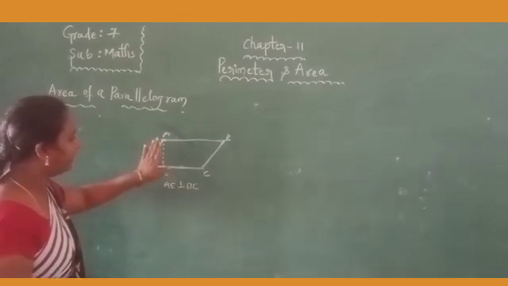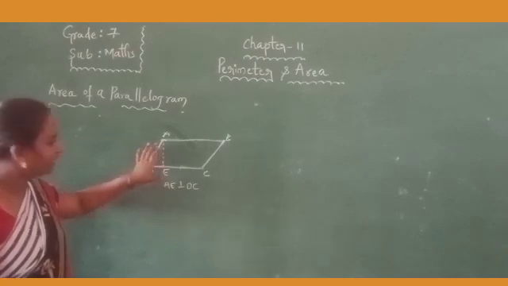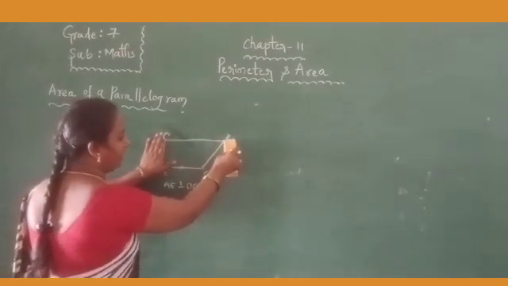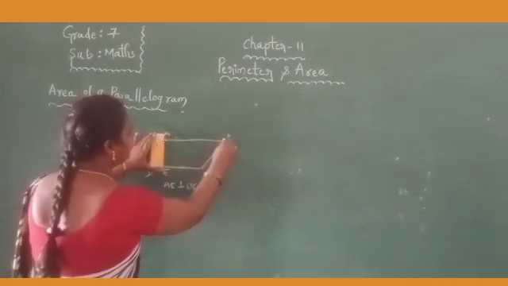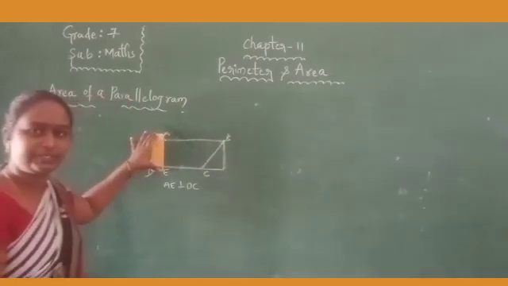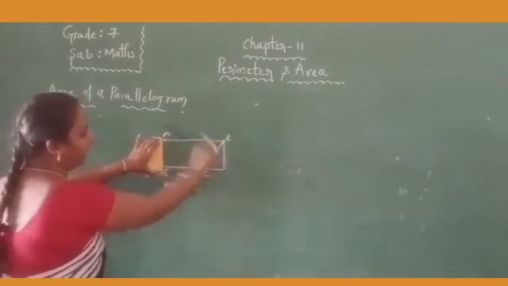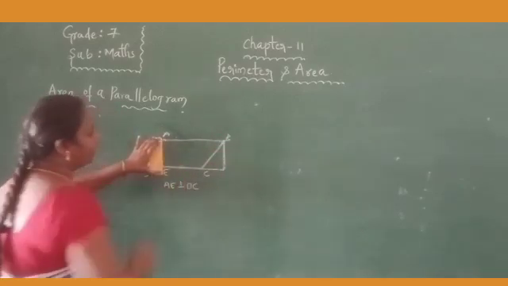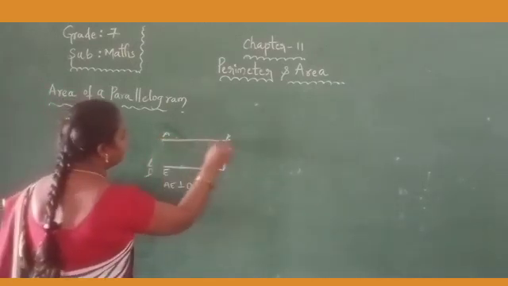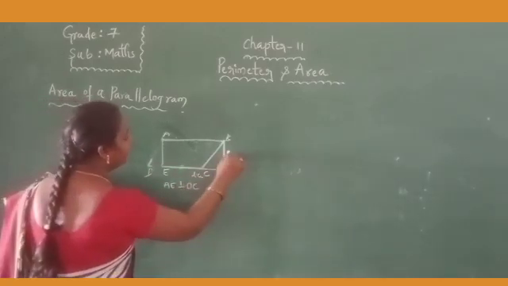After that, if you move this, what is the shape here? A triangle is formed. If you take this triangle to the other side of this parallelogram, it gives a shape like this. Observe, after removing this triangle and adding it to the other end of the parallelogram, the shape is equal to, yes, a rectangle. A rectangle having a length and a breadth.